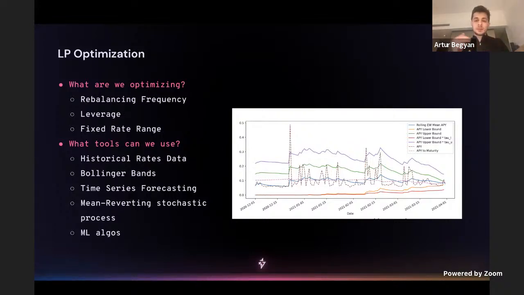So on the picture to the right, you can see the depiction of how the margin engine in Voltz is constructing the APY bounds for a given pool. If you look at the dashed line, it shows the variable APY in Aave, and you can see it's very volatile in the period under consideration.